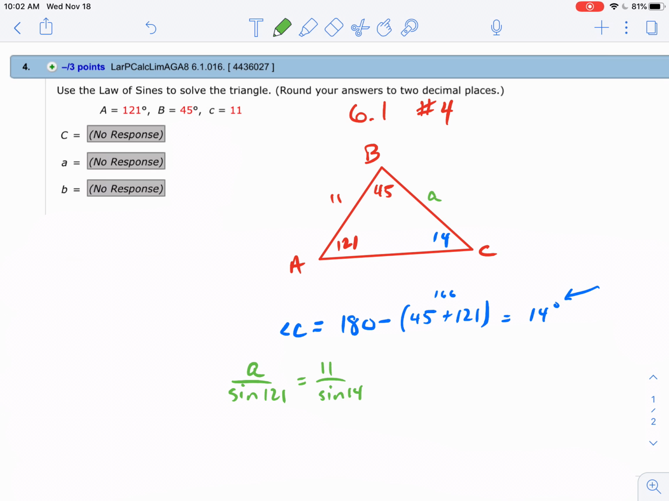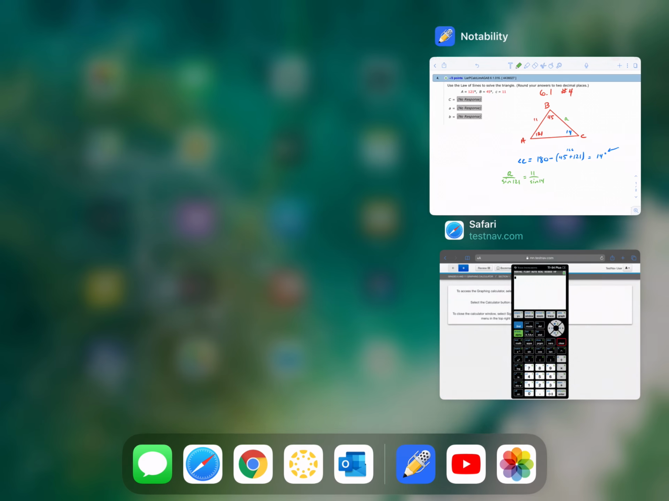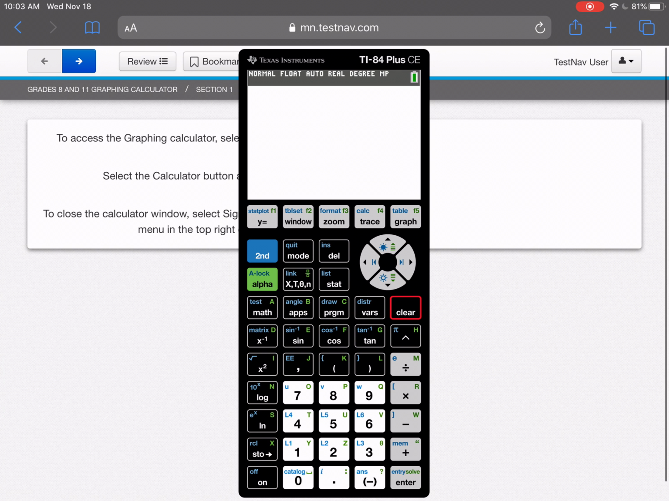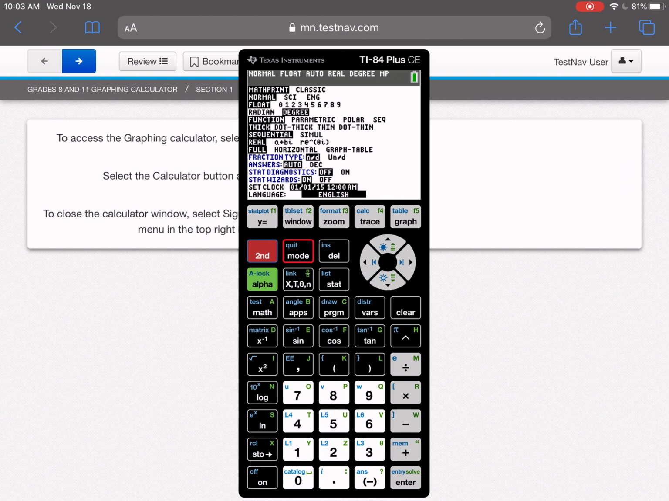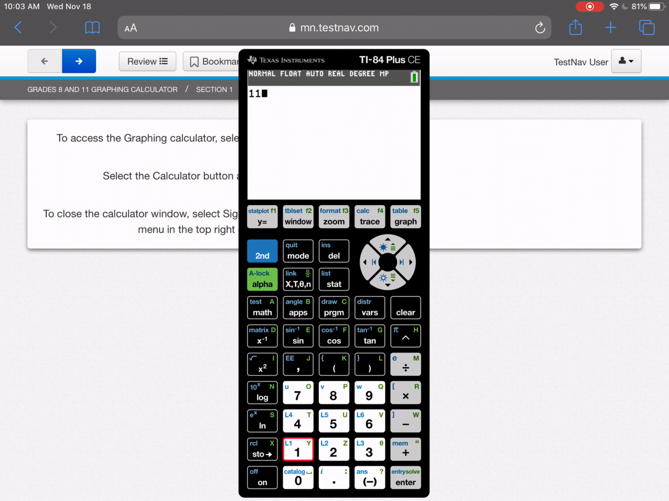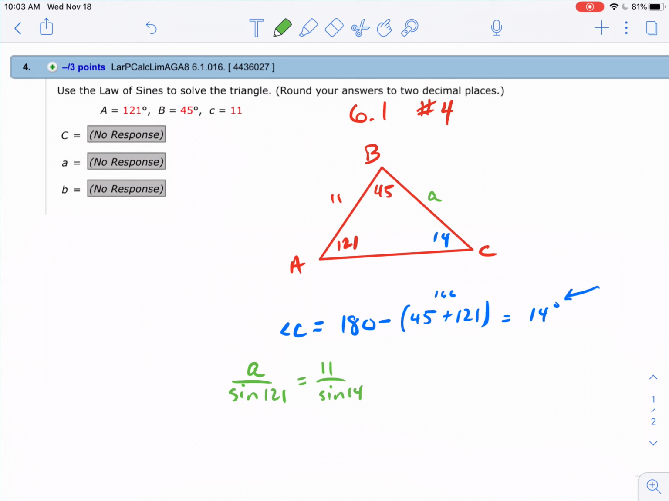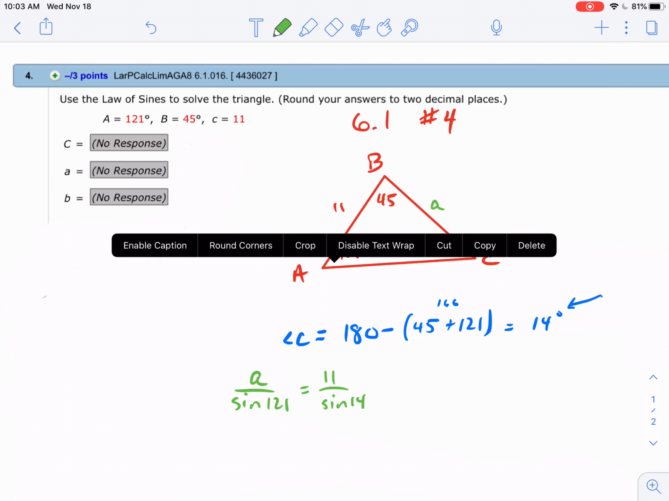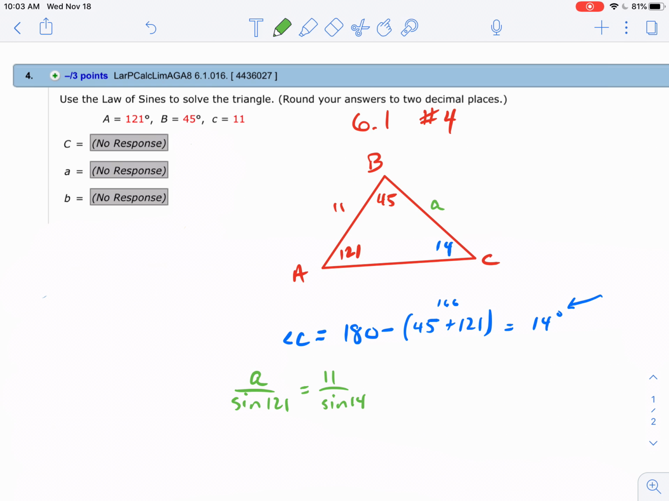But now when I go to my calculator, I'm going to do 11 divided by the sine of 14. So just double check I'm in degree mode. So 11 divided by the sine of 14. I get that. And then we're going to multiply both sides by the sine of 121.